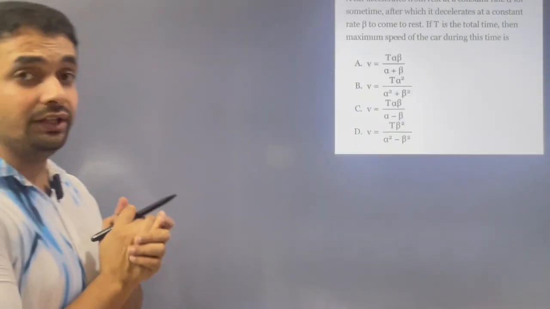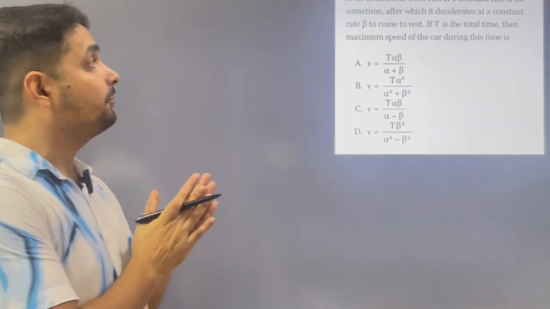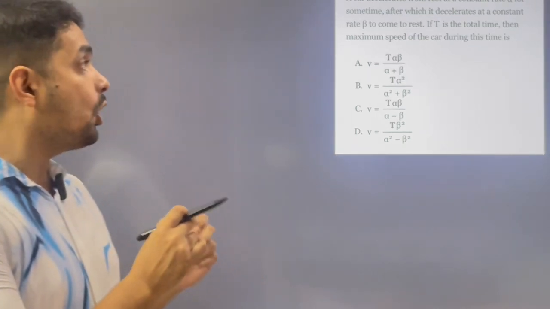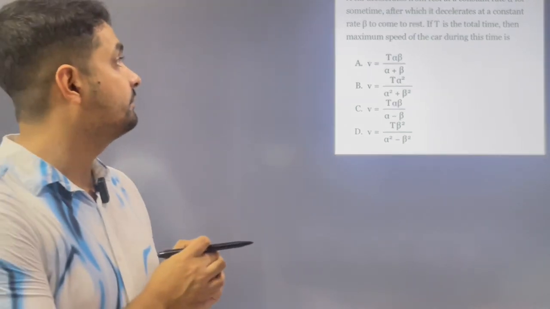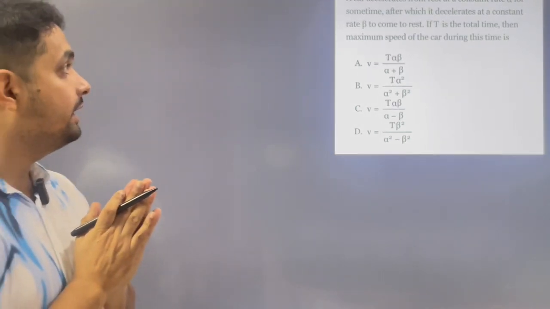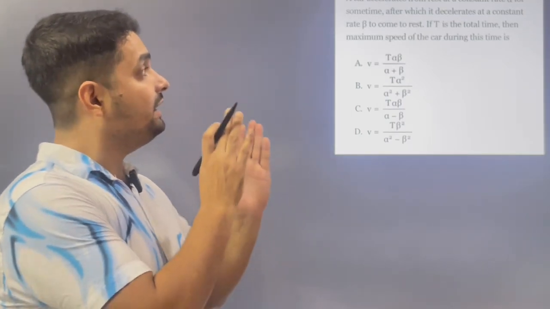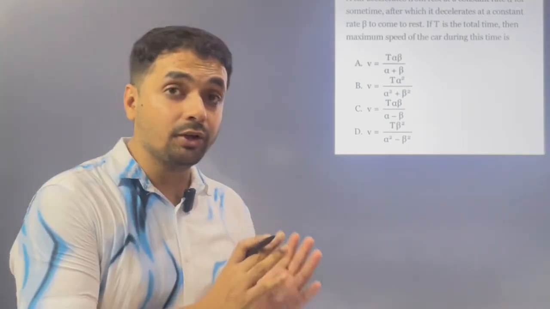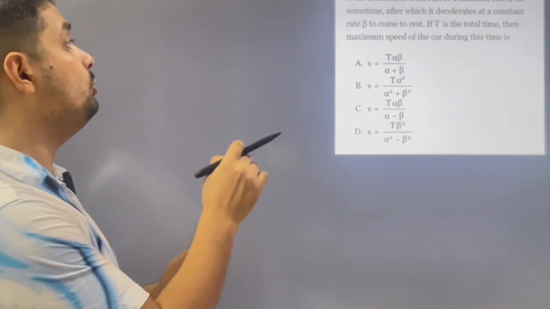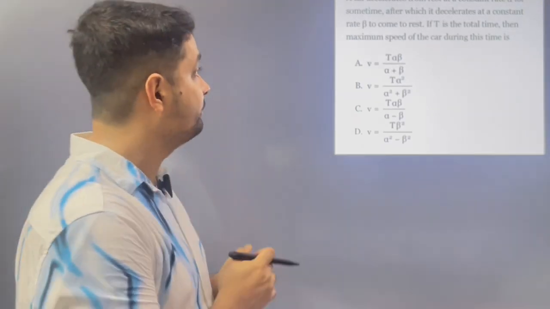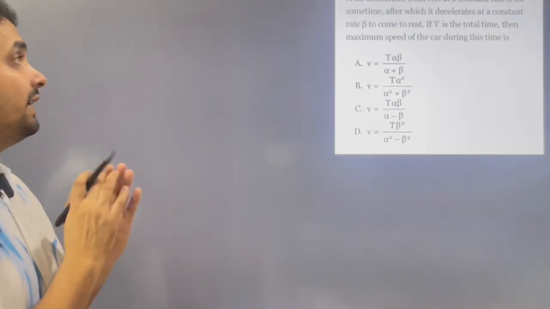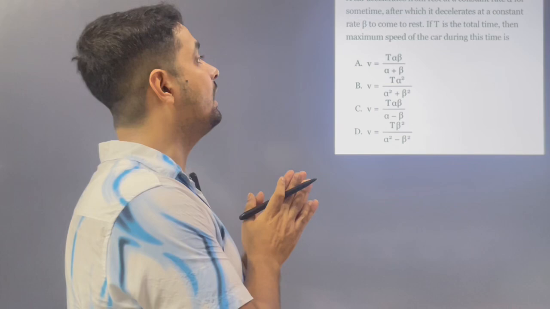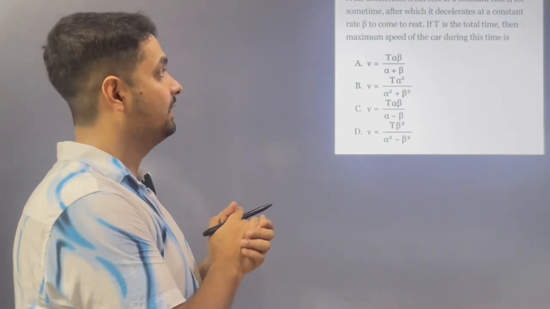See here, in this question it is given: a car accelerates from rest at a constant rate alpha for some time, after which it decelerates at a constant rate of beta to come to rest. Finally it will be at rest. If T is the total time, then the maximum speed of the car during this time is, and total time is T.